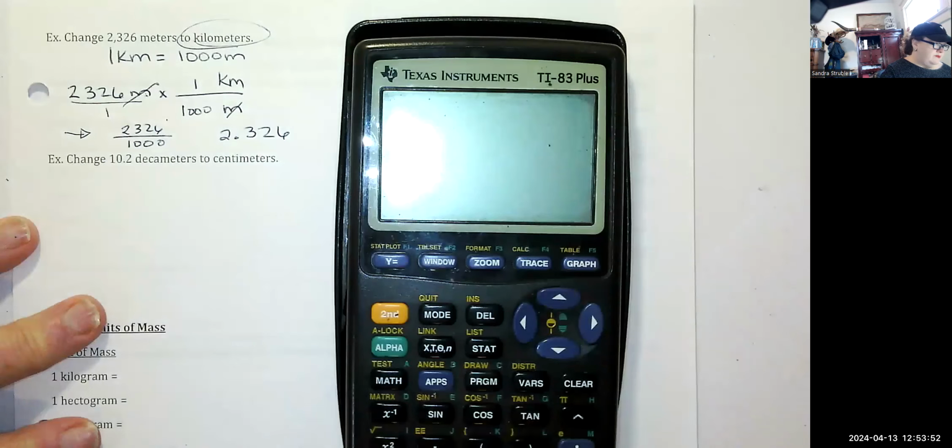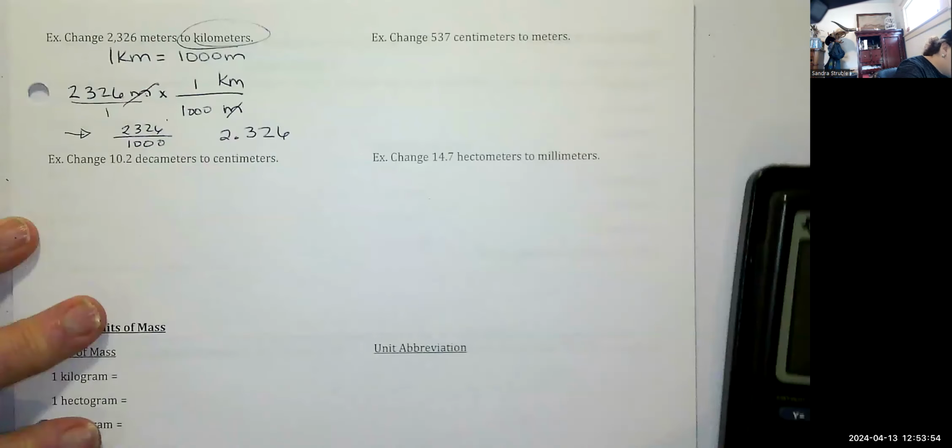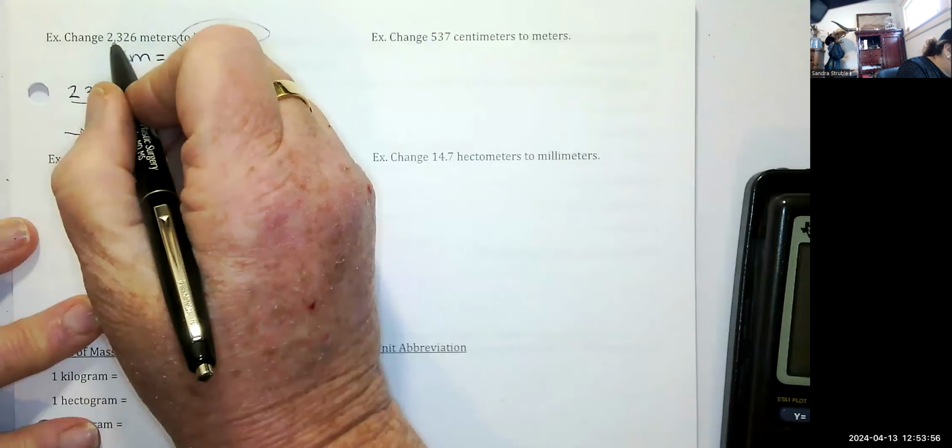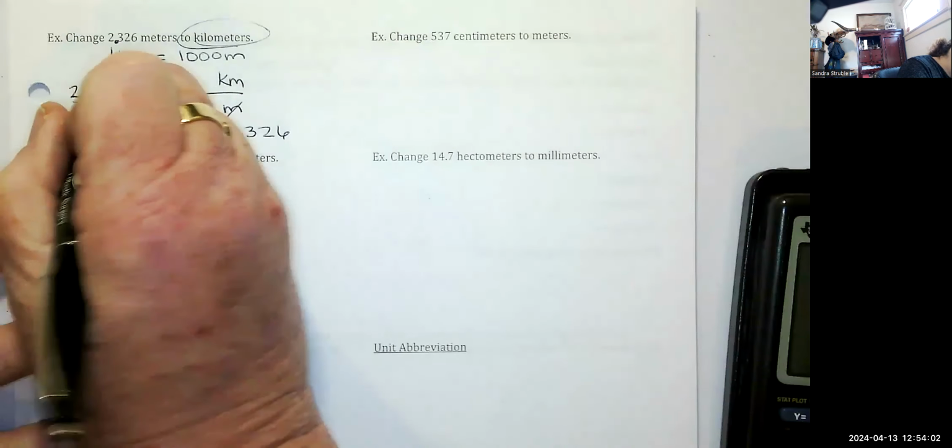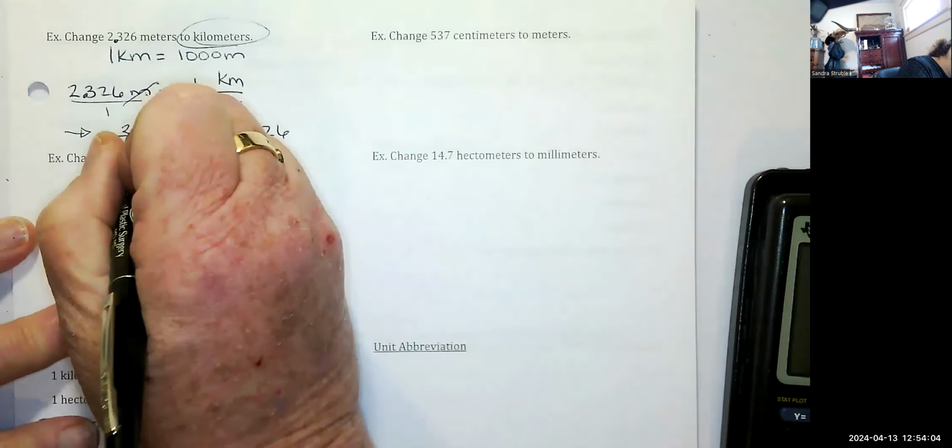Let me make sure. Oh, this is no, it looks like a comma. I thought that was, it looks like it's a decimal. I think this is supposed to be a decimal, y'all. If that's a decimal, then that changes our answer.